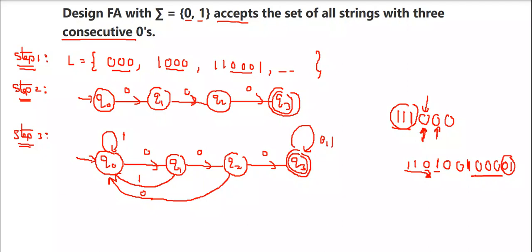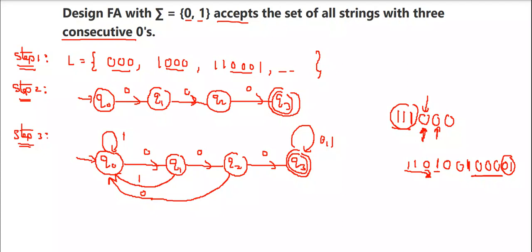You are not supposed to worry, because once your 3 zeros come, you are coming to the final state. After completing 3 consecutive zeros, any number of zeros or any number of ones, you are not supposed to care. So you will be on the same final state. So now this is a DFA which accepts 3 consecutive zeros in the given string.